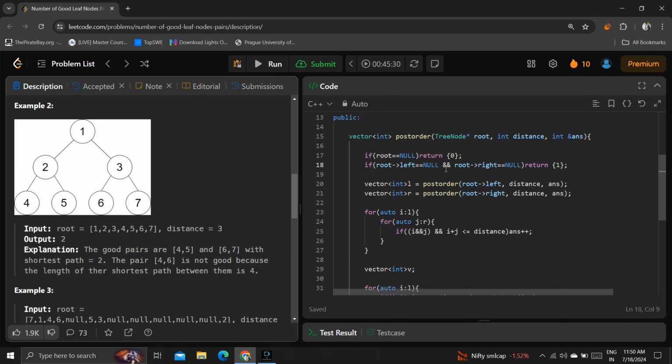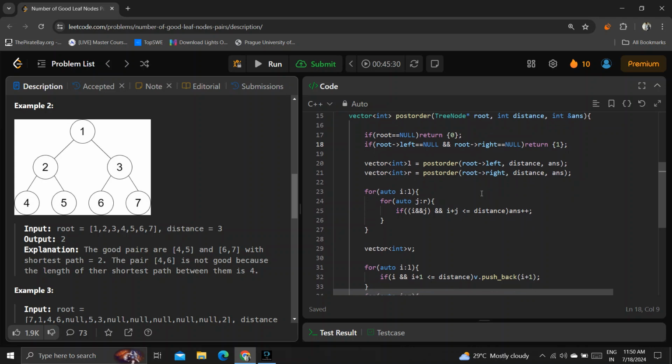Now we have written our base case. Now we will simply traverse using a post order traversal. That is, we will move to the left and we will move to the right. After this, we will get a particular vector value, which I will store in L and R: L for the left subtree, and R for the right subtree.